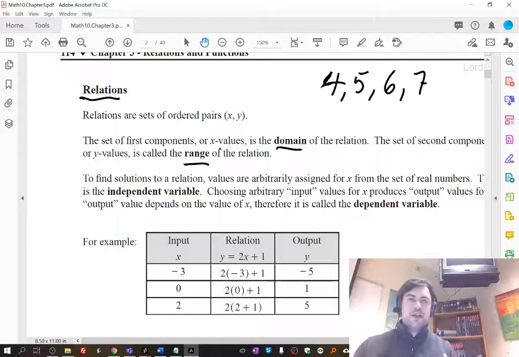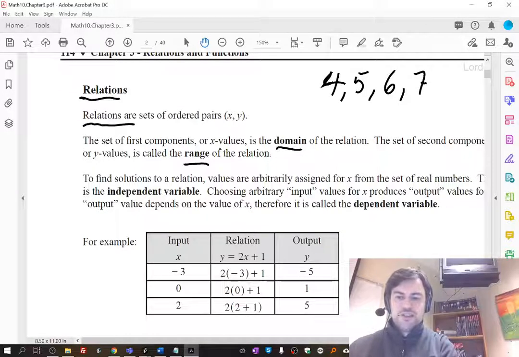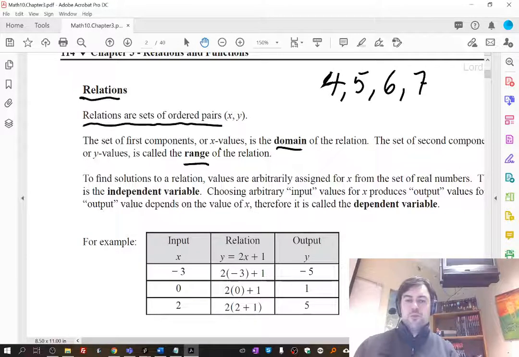But a more mathematical, broader definition of relations without any examples in it is: relations are a set of ordered pairs. X and Y don't have to mean anything in particular. X could mean hours worked and Y could mean your paycheck, but it's just a set of ordered pairs, one or more. You can actually have a whole bunch of ordered pairs.